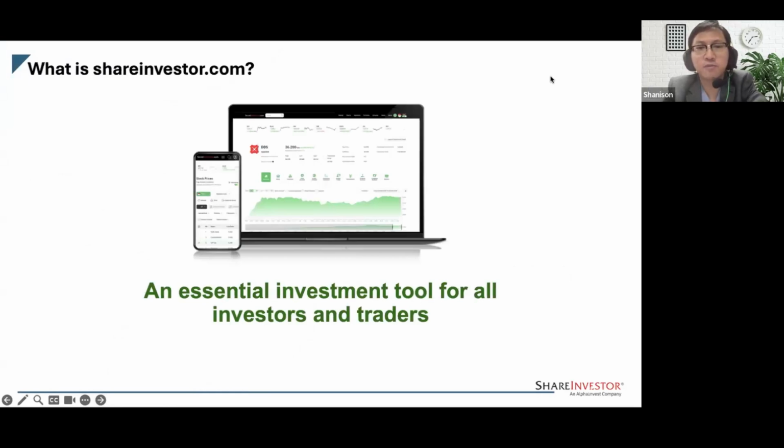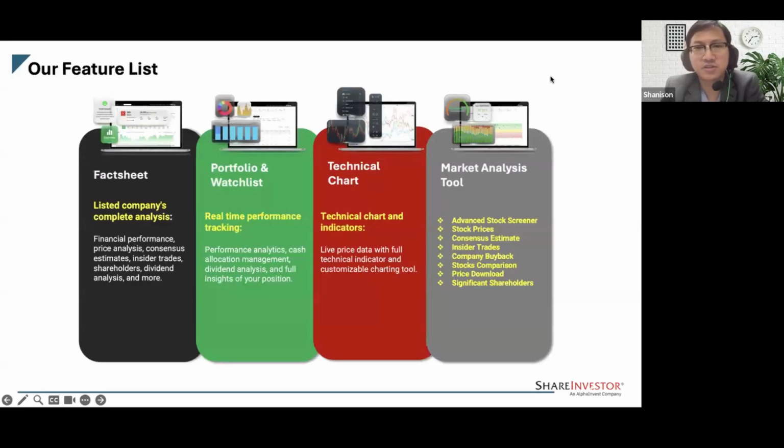For Shareinvestor.com, we have undergone a lot of effort to revamp the whole platform. For the Shareinvestor platform, today we are going to talk about the new one and how you can use the consensus estimate. Overall, for those of you who are not familiar, Shareinvestor is basically an essential investment tool for investors and traders. And there are a lot of features over here.